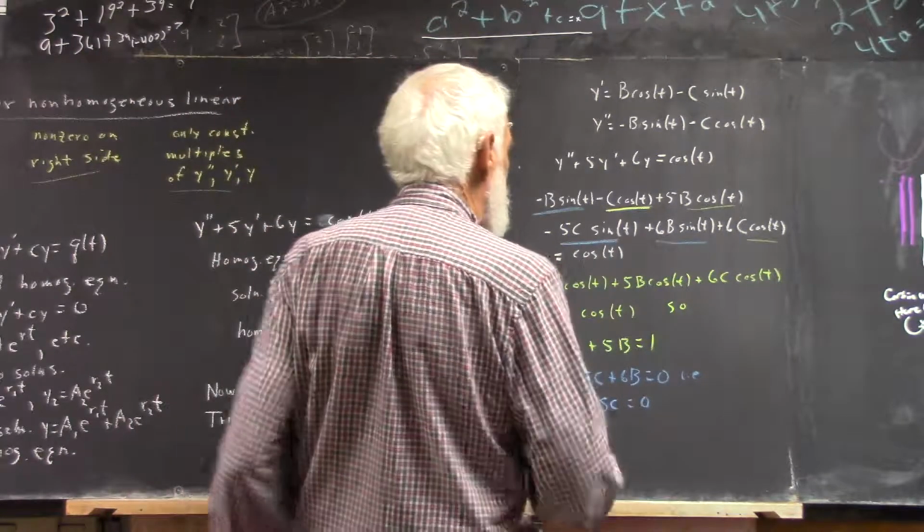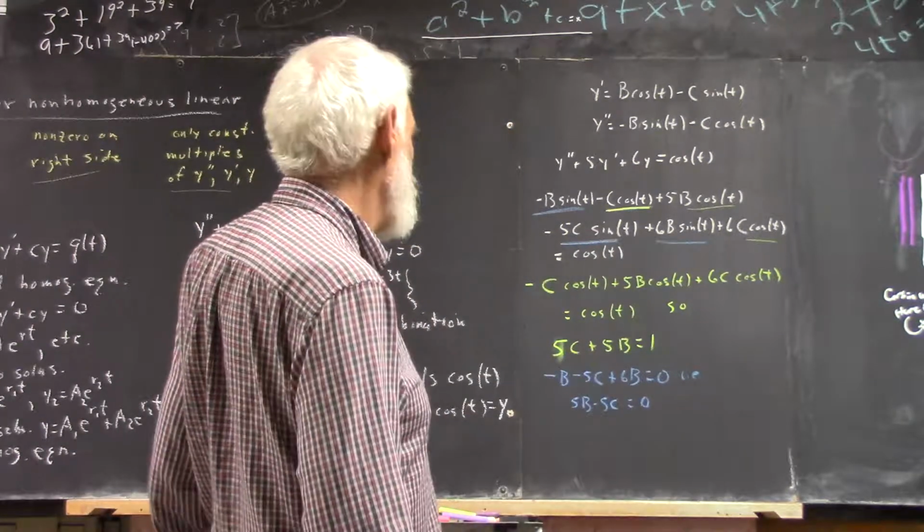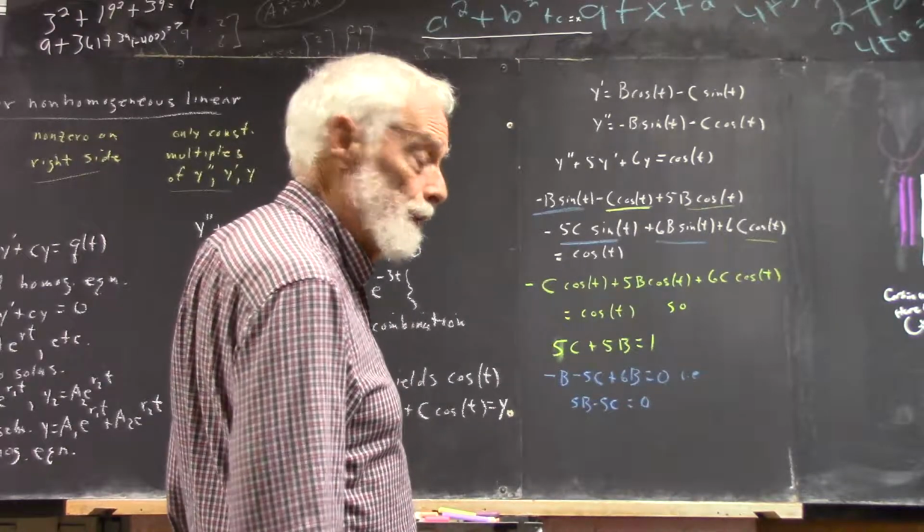So anyhow, when you solve these, if you add these two equations, you find that 10b equals 1, so b equals 1/10.